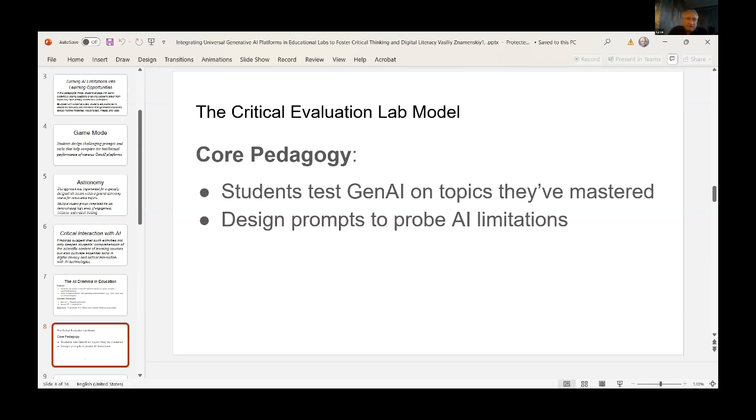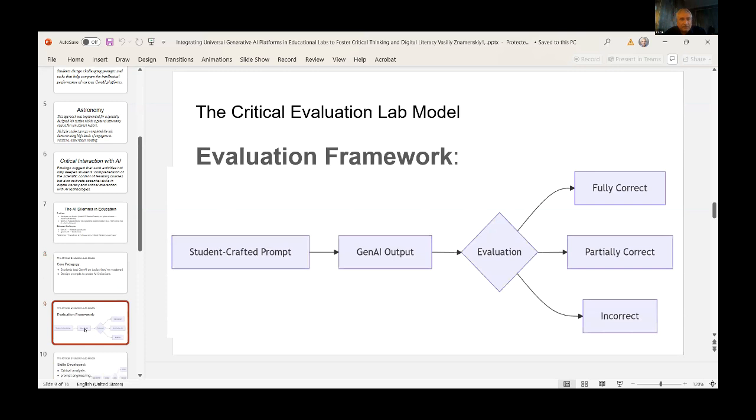Second step, they design prompts to probe the artificial intelligence system's limitations. If they produce very simple questions, all artificial intelligence system platforms will give the correct answer. If they produce difficult questions, they will produce wrong answers. So they have to think about their knowledge, what they know from astronomy, and build questions using the idea about knowledge of astronomy.